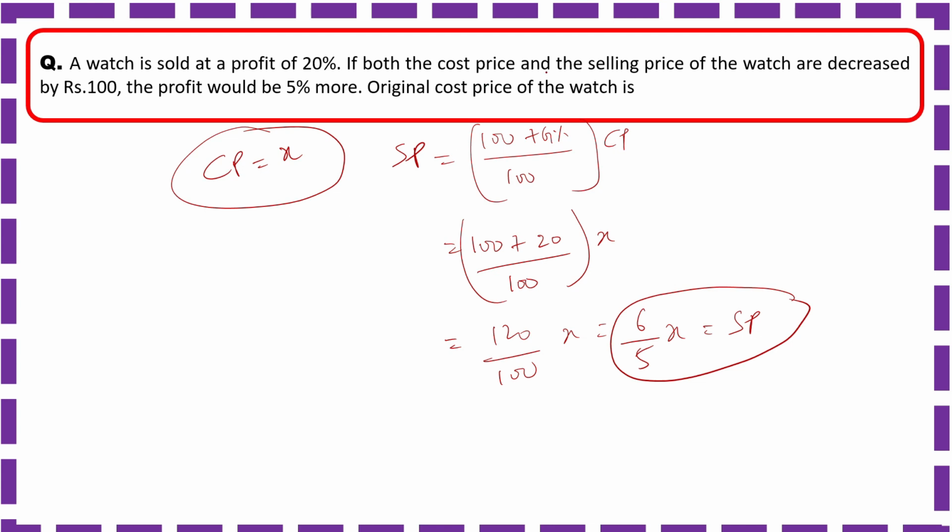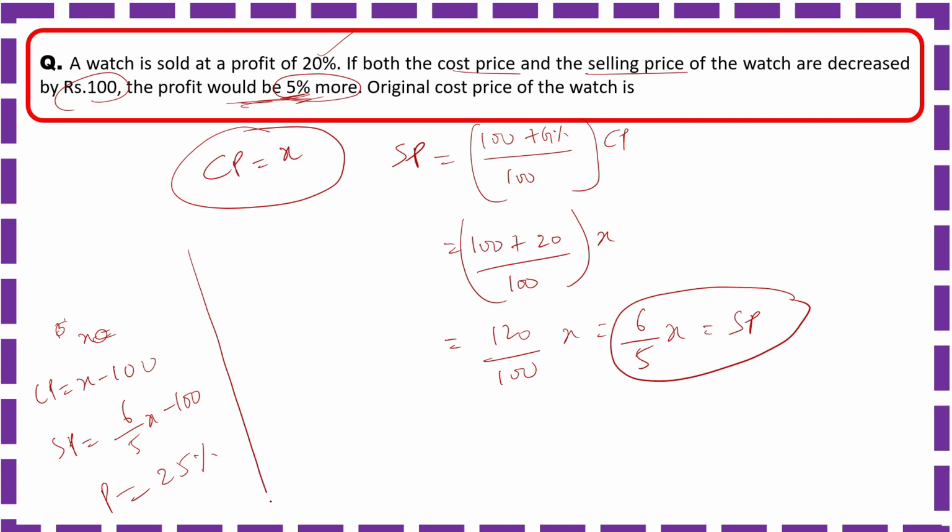Now in the second case, what happens? If the cost price and the selling price of the watch are decreased by 100, then the profit would be 5% more. So cost price, decrease it by 100, CP is equal to X minus 100. This is the new CP. Also decrease the SP by 100. SP is 6 by 5 X, so just decrease it by 100. Whatever profit, in the first case we got 20%, but in the second case 5% more, so 20 plus 5, that is 25% profit. We must find out the original cost price of the watch.